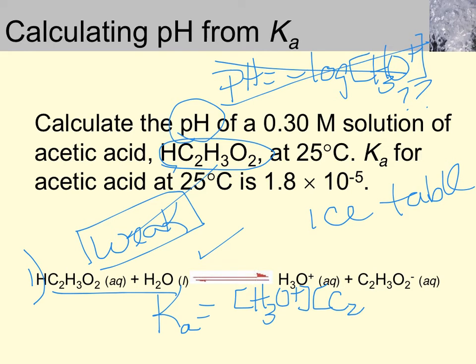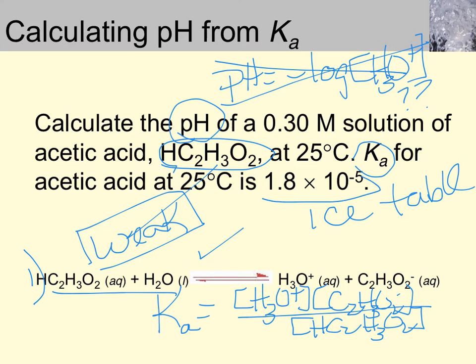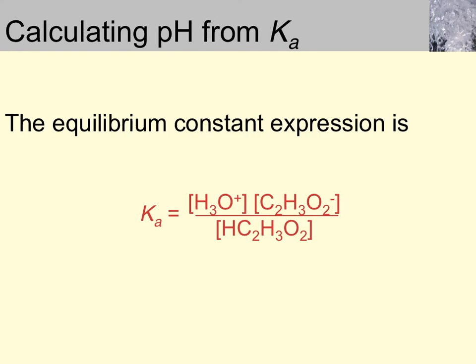Hydronium ion, conjugate base, over the original weak acid. In this case, they give you Ka, and they ask you to calculate pH. When they ask you about pH, they're really asking you for the concentration of hydronium ion. So this is the same type of problem, but they're just giving us different information. So let's go ahead and plug in what we know. And here's the equilibrium expression a little bit less sloppy.